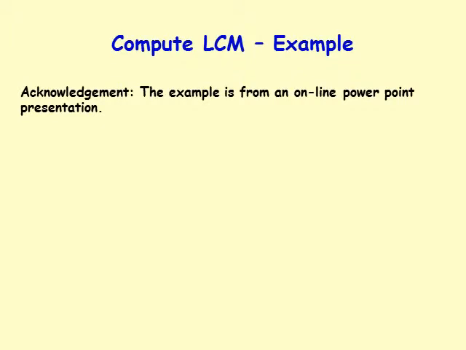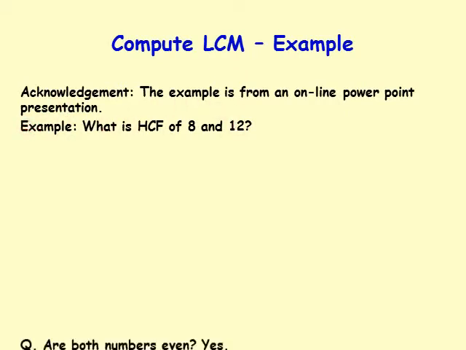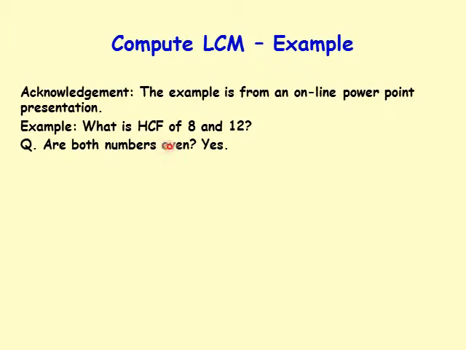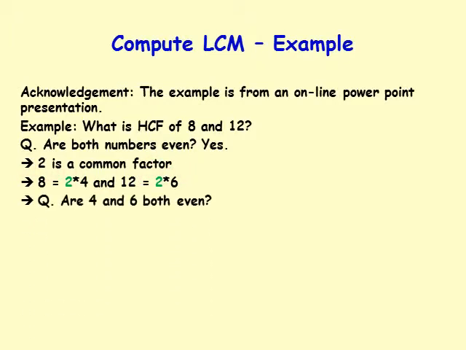Now we'll compute LCM with an example from an online PowerPoint presentation. What's the LCM of 8 and 12? Let's find out using factors. Are both numbers even? Yes. We're trying to find the common factor. 2 is a common factor, so 8 is 2 times 4 and 12 is 2 times 6.